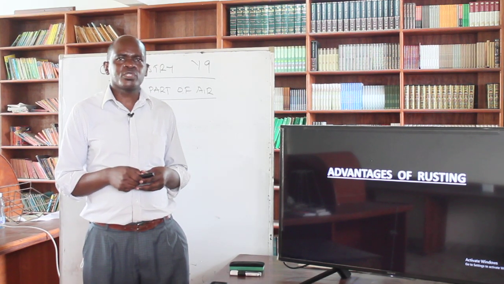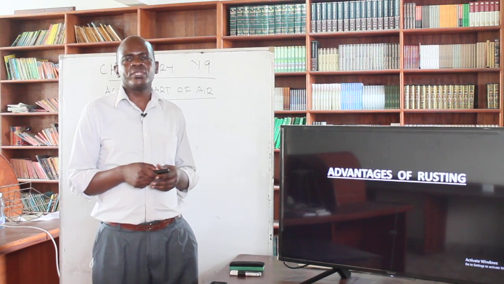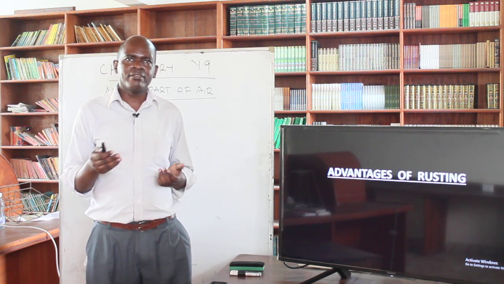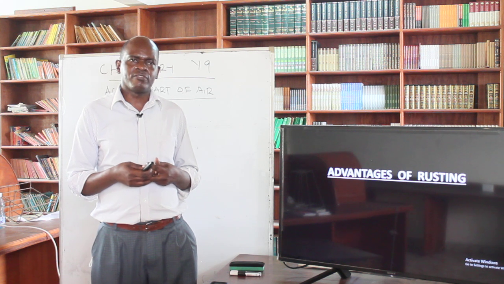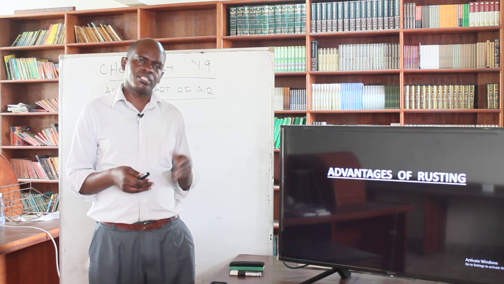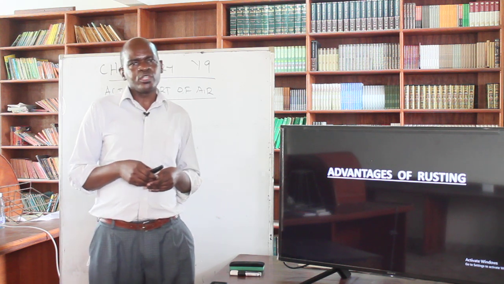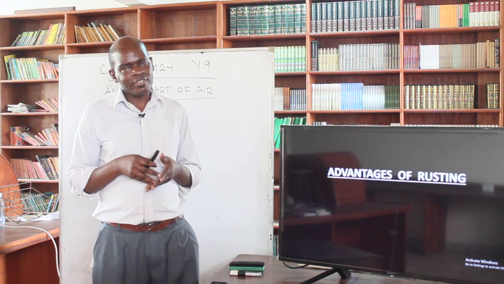Now, in our previous lesson, the first part, we discussed the entire process of rusting, the main factors which support rusting, that is the presence of oxygen and moisture. We now want to look at advantages of rusting.